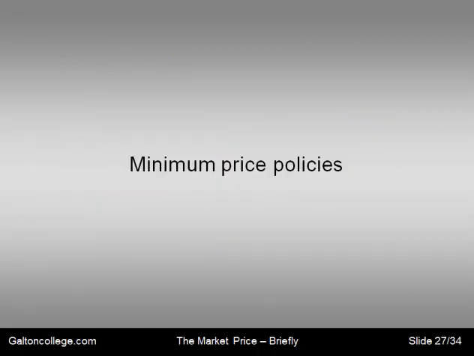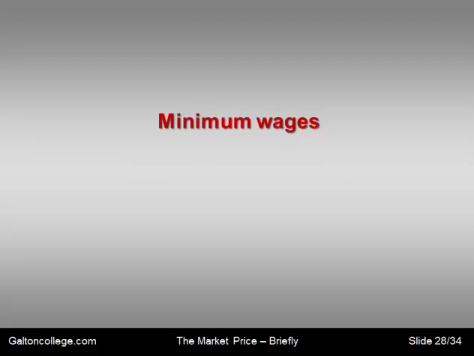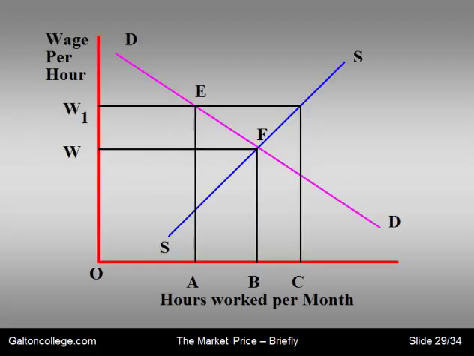We also have this idea of minimum price policies, and let's look at one here, the minimum wage. Now take this diagram for example. Let's say that the government insists upon the wage being W1 per hour for workers. So the wage can't fall. That's the minimum wage in the country. It's a legal requirement at W1. Now we know the equilibrium in the market here would be W. So let's look at what happens at W1 versus what happens at W.